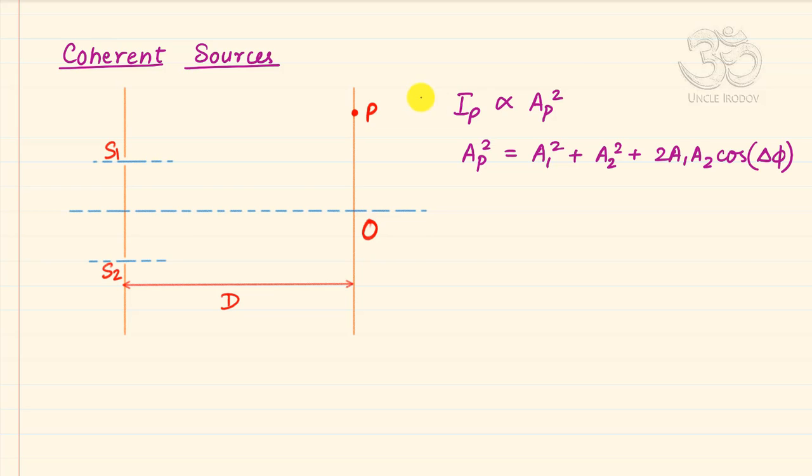Fine. And we know that we can figure out the value of delta phi. We have done that before. Delta phi happens to be 2 pi by lambda times delta x, and we can find out the value of delta x. We have done that and so on. So, we are happy all in all.